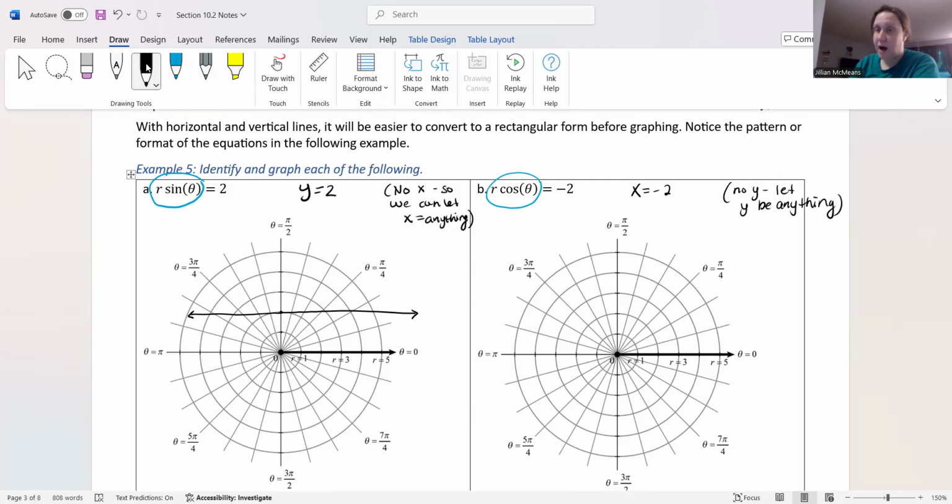Now, again, the way I got my students finally to understand this after years and years of teaching is: without a y, we're not going to touch the y-axis, but with an x, we have to touch the x-axis. So we're going to go through the x-axis at -2, but we're not going to touch the y-axis. The only way for that to happen is if we're parallel to the y-axis, and that happens when we have a vertical line.